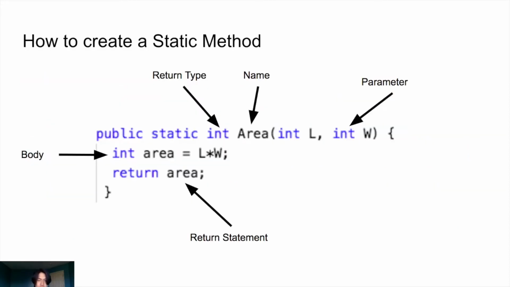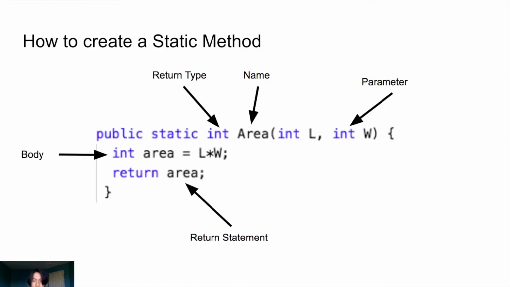Now I'll be talking about how you create a static method. There are several parts to a static method. First off, you always want to indicate whether it's public or private. Public allows access to it from any class, and private only allows access to it from this specific class. Then you always want to indicate static since it's a static method. The next thing is the return type, which could be an int, a double, a String, a char, or void.